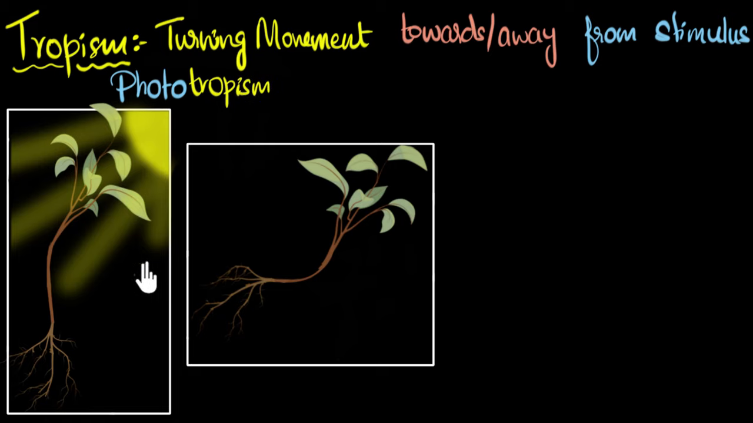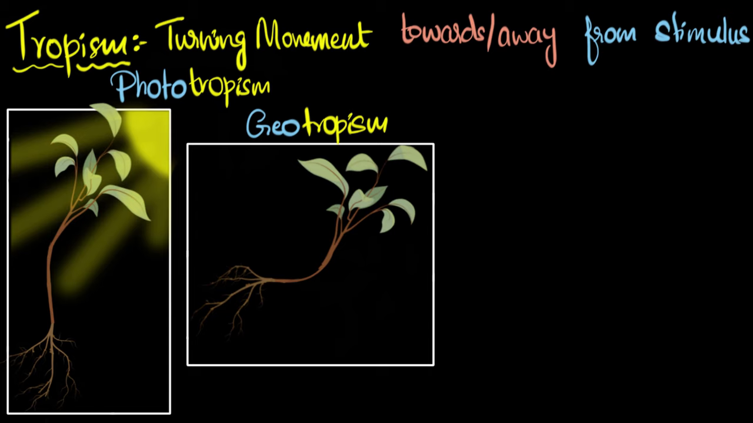Phototropism. What about this one? What's the stimulus for these turning movements? Well, we just saw the stimulus is gravity, right? So we can call this gravitropism. Some people also call this geotropism, just to keep it simple. So we can also call it geotropism, basically because gravity comes from Earth and Earth stands for geo.